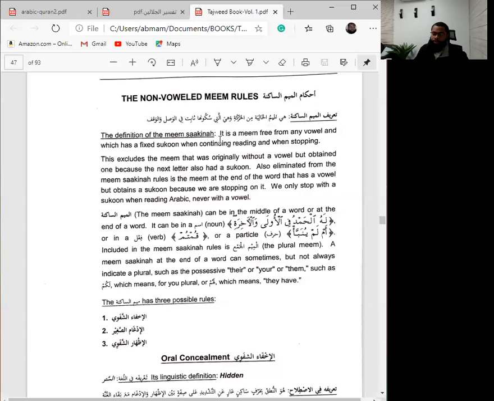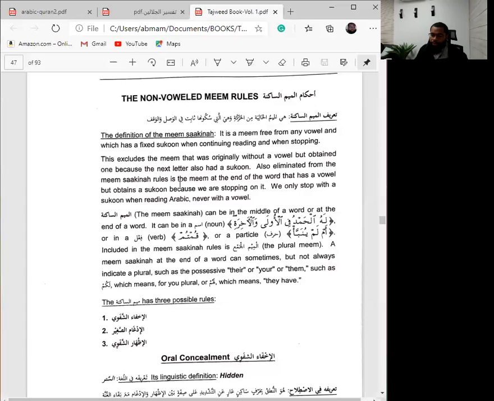The definition of the meem sakina: it is a meem free from any vowel and which has a fixed sukun when continuing reading and when stopping. This excludes the meem that was originally without a vowel but obtained one because the next letter also had a sukun.